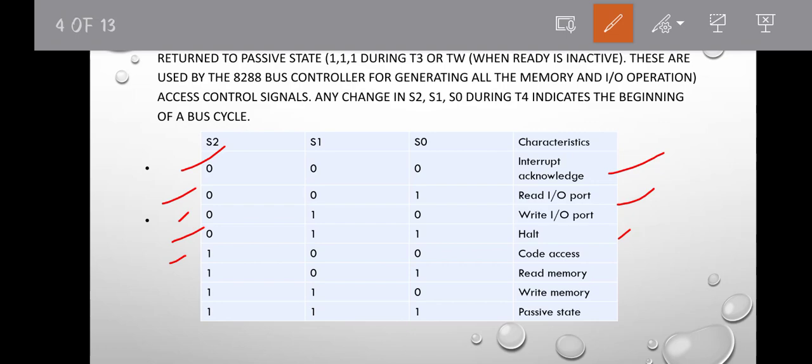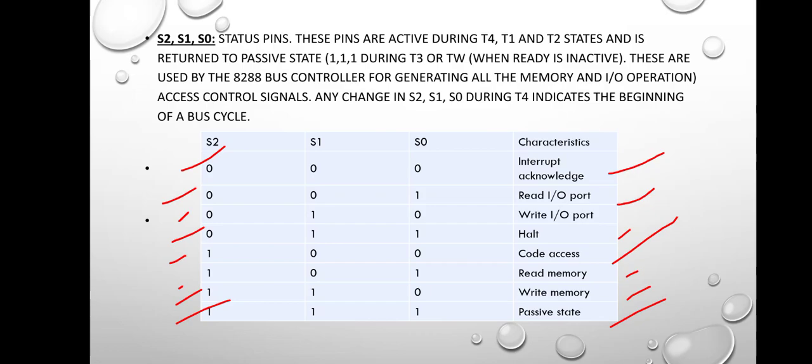And 1, 0, 0 means code access. 1, 0, 1 means read memory. 1, 1, 0 means write memory. And 1, 1, 1 means passive state. These are the characteristics of the bus cycle depending upon the S0, S1, S2 status pins.